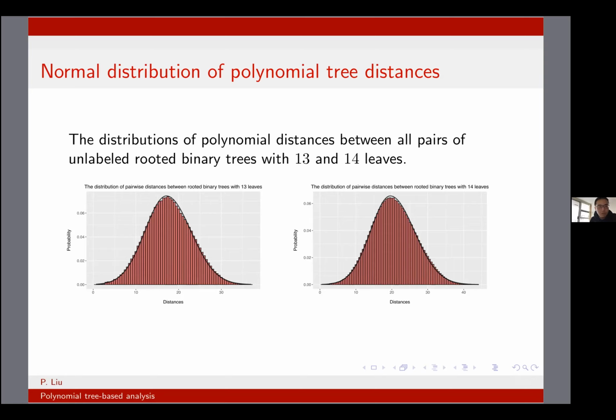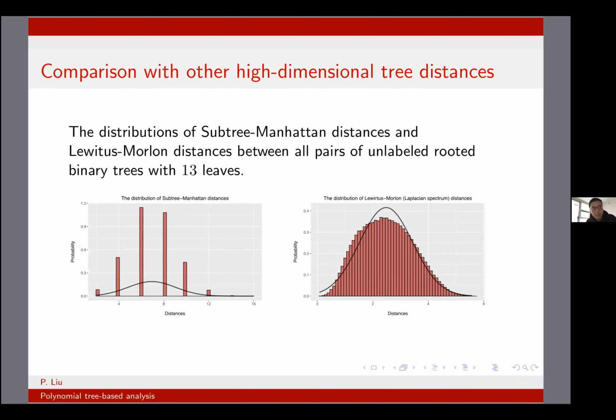I don't know whether you can see the solid black lines here. Those are the fitted normal distributions. And this is good because once we compute a distance, we know how close two trees are and how far they are, whether it is close enough or far enough. And this is actually now the case for other metrics that we use to compare trees.